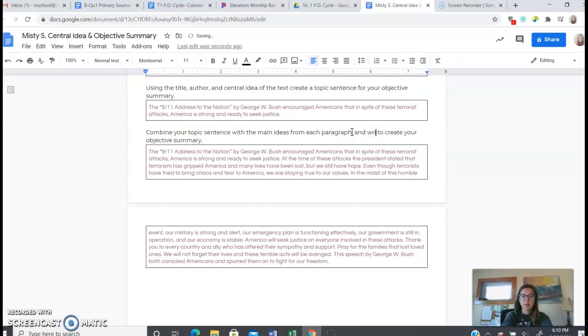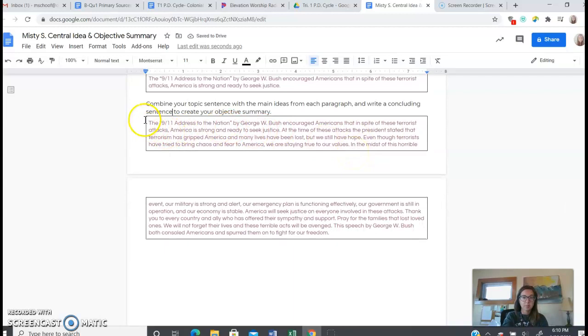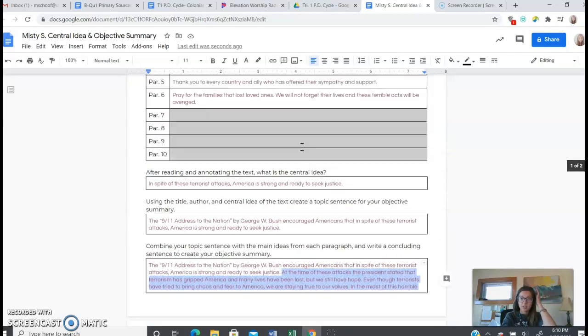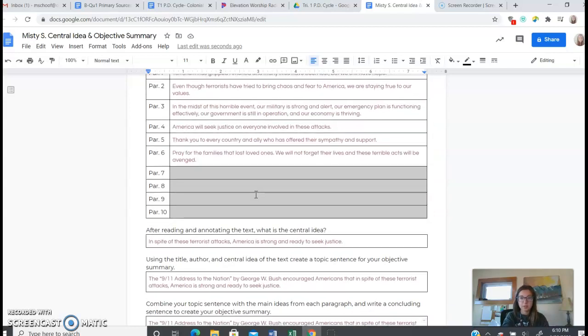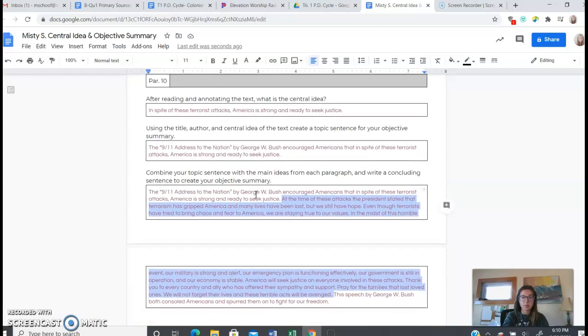I'm going to say, and write a concluding sentence to create your objective summary. So here's the topic sentence that I already shared with you. That's going to be the first sentence in your paragraph. Then all of this information that I have in here is just word for word these sentences that explain the main idea of each paragraph. Okay, it's important to go in order.